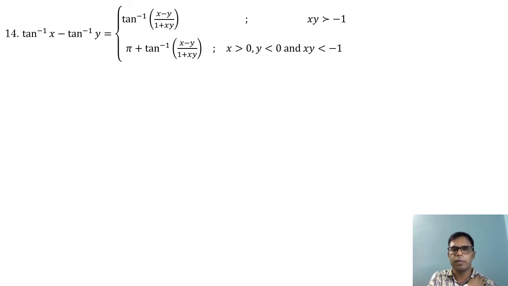This is an important formula. Tan inverse x minus tan inverse y is equal to tan inverse of x minus y divided by 1 plus xy. If this product xy is greater than minus 1, then we use this formula. If 1 plus xy is less than 0, the denominator is negative, and xy greater than minus 1 means the denominator is positive. So if the denominator is positive, then the formula is a direct result. And if it is less than minus 1, then the result is pi plus something.